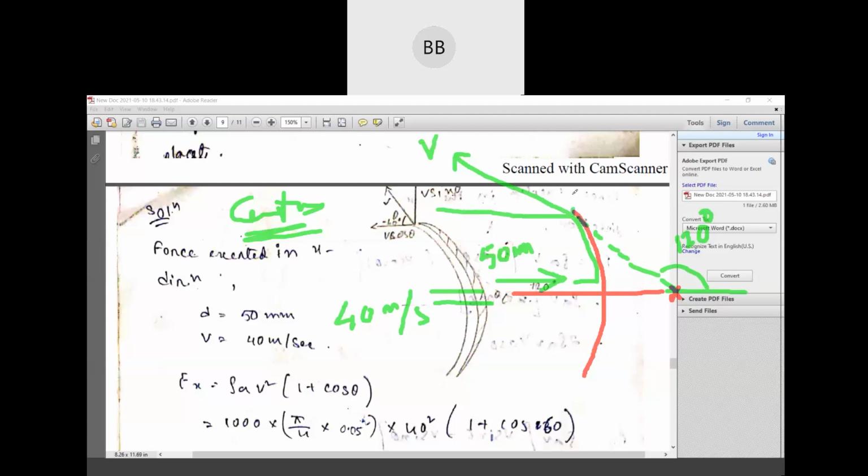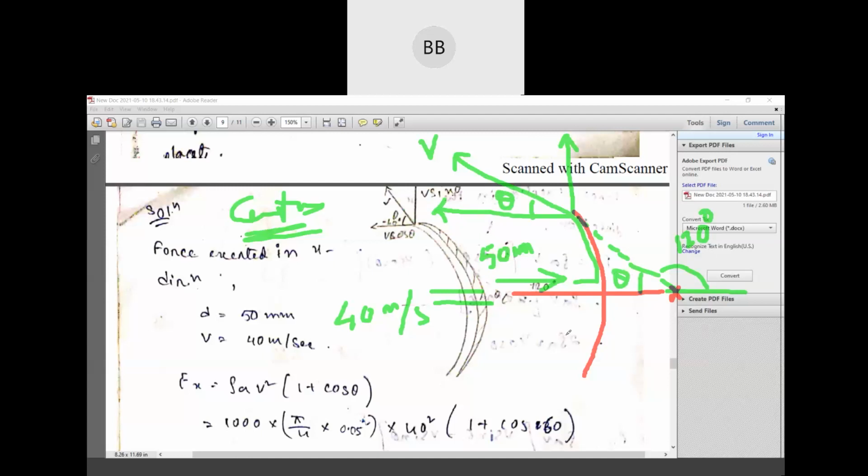Then we have to resolve into two components. One is your x direction and one is your y direction, and this will be your theta. So always remember, this 120 is your deflection angle. This is not the angle theta. This is your angle theta.